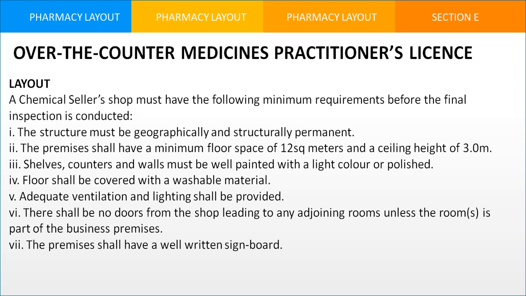And it has a ceiling height of 3.0 meters. Okay. For pharmacies, it should be 3.2 meters. The floor should be covered with washable material. In the pharmacy, it was a washable floor. In a chemical shop, you rather use washable material. An example is simple rubber carpet. You can just lay the shop with the rubber carpet, and that's okay.